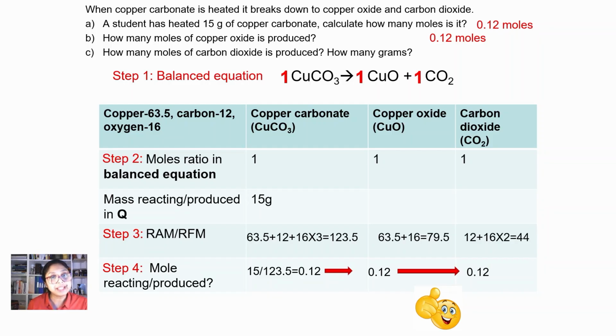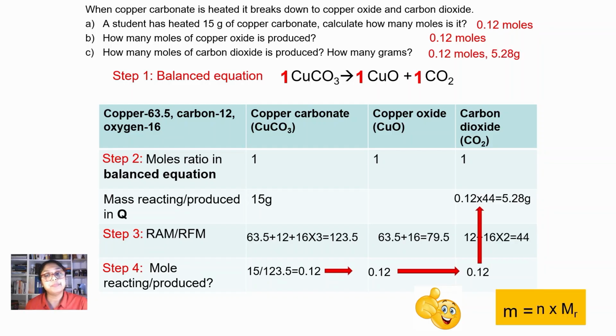Now, question C, they have also said how many grams of carbon dioxide is produced. So you see, we have to convert it now from mole to mass. So we are going to use this equation, M equals N times MR. So we got the mole 0.12 times MR, 44. For carbon dioxide, we get 5.28 gram. So that is the final answer, 5.28 gram and 0.12 moles.